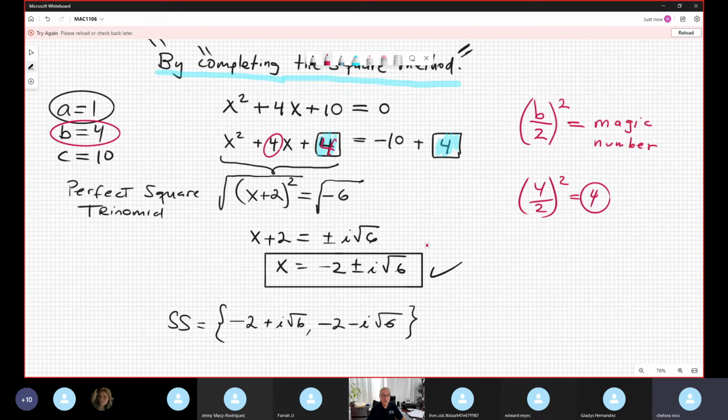And of course, in order not to affect the equation, you put the extra 4 here because I need to keep the equilibrium of the equation. Clear? Yes. Okay. This was example 1.